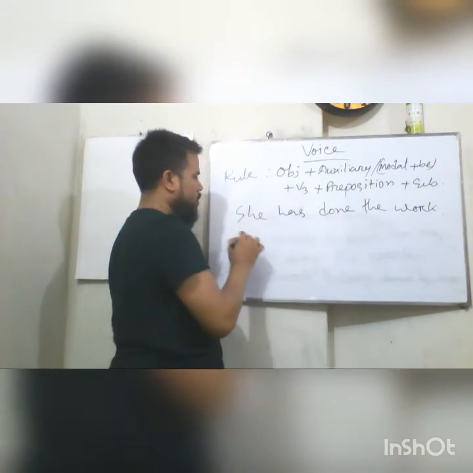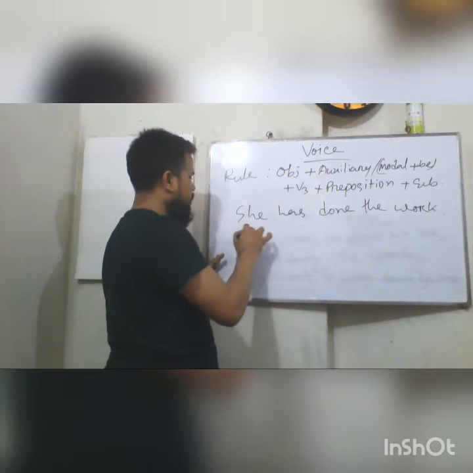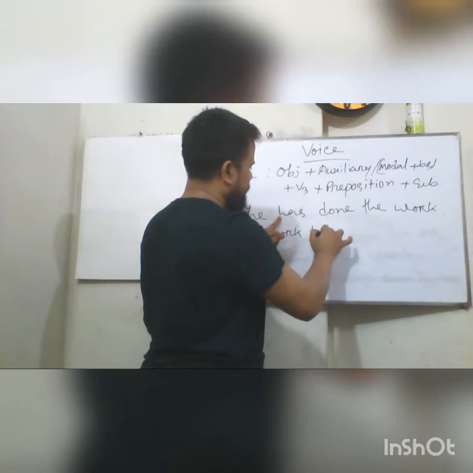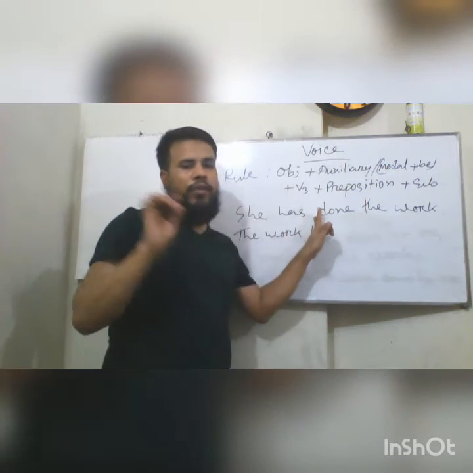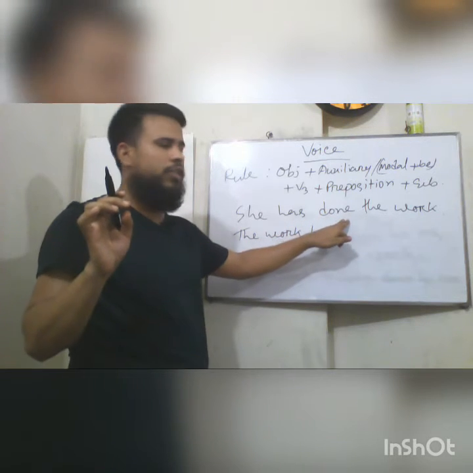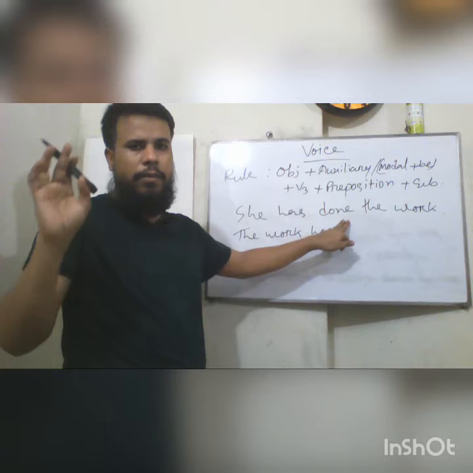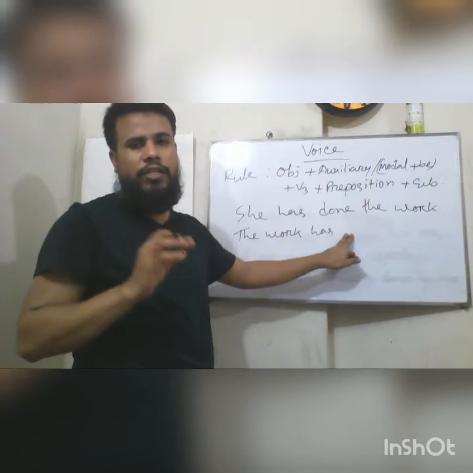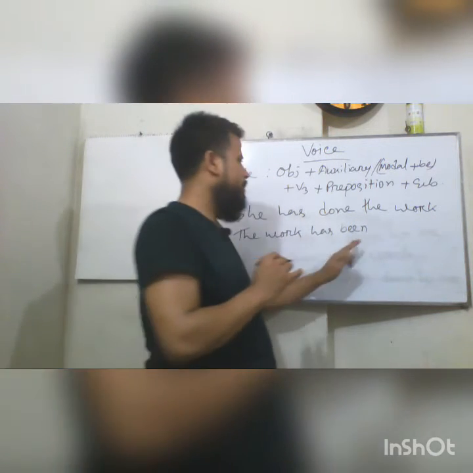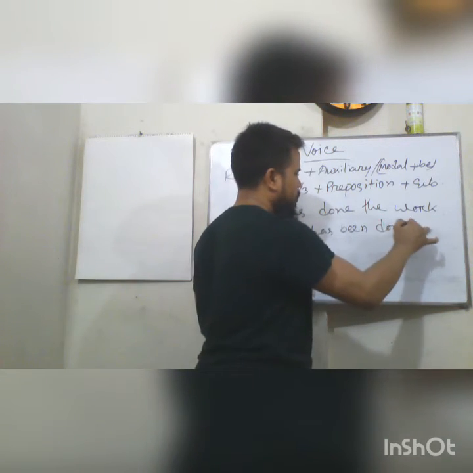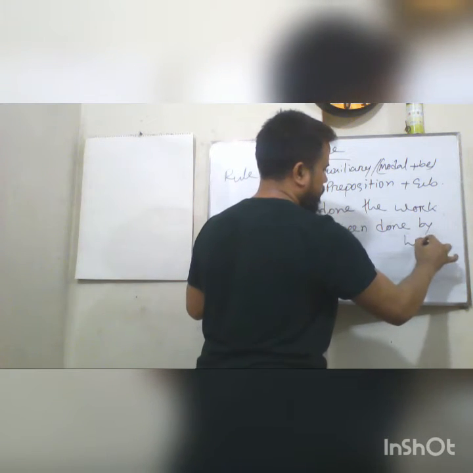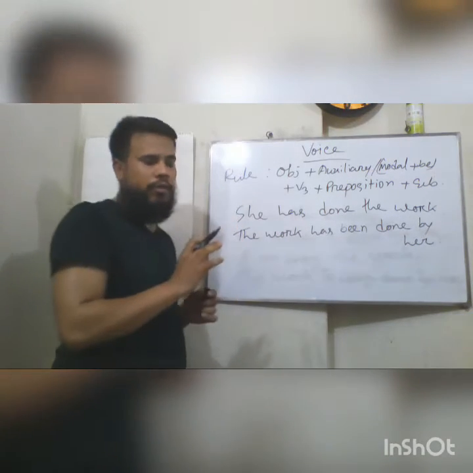Here the work, the object, comes to the subject, and then the auxiliary has. For a perfect tense consideration, I want to say, if you find have, has, had, then verb 3 is a perfect tense. In any perfect tense we have to write been. This is an extra word, been. Then verb 3, done. And then the preposition by.